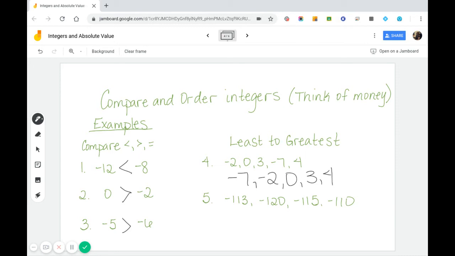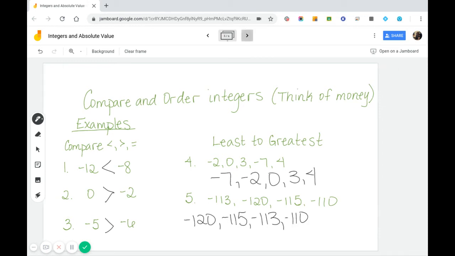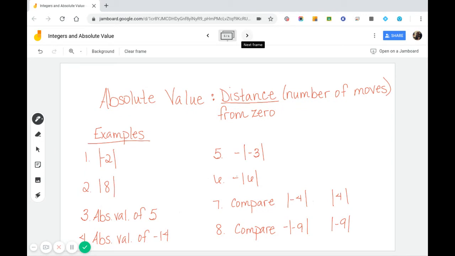Number 5, the furthest to the left, the worst of those numbers for my money would be negative 120. Now, standing on my number line, I'm going to keep walking to the right. The next one that I would hit would be negative 115, then negative 113, and finally, negative 110. Hopefully you're feeling like this is pretty easy breezy.